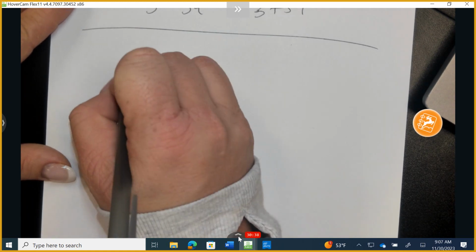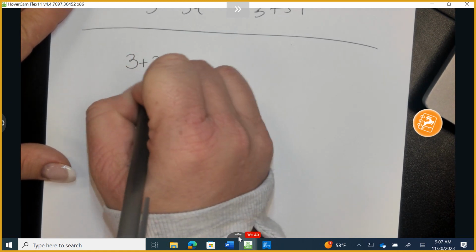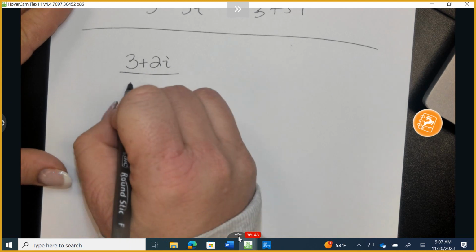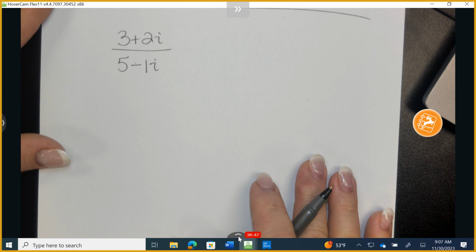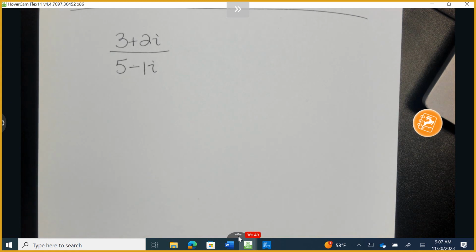We are going to go with 3 plus 2i over 5 minus 1i. So this looks much different than the two previous problems that we have done.